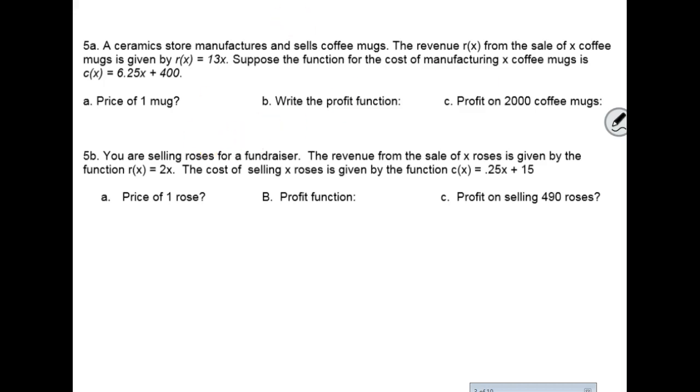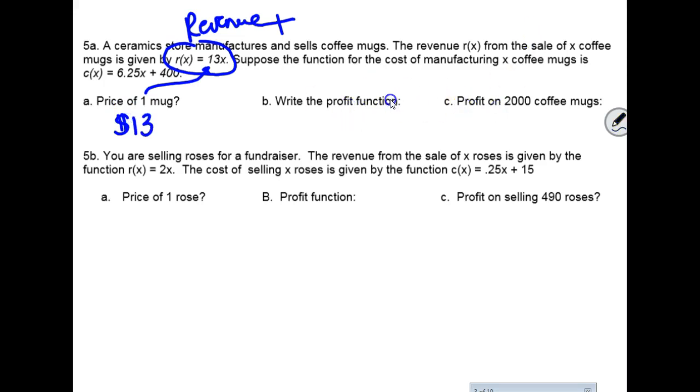Profit function, the most important question. So the price per mug is referring to what's called a revenue equation. Revenue is money that you're taking from the customer. So this is the revenue equation, or function. And remember, revenue is money that you're gaining because you're taking it from the customer. So when it says the price of one mug, you should be able to look in your function right here and tell that we're charging $13.